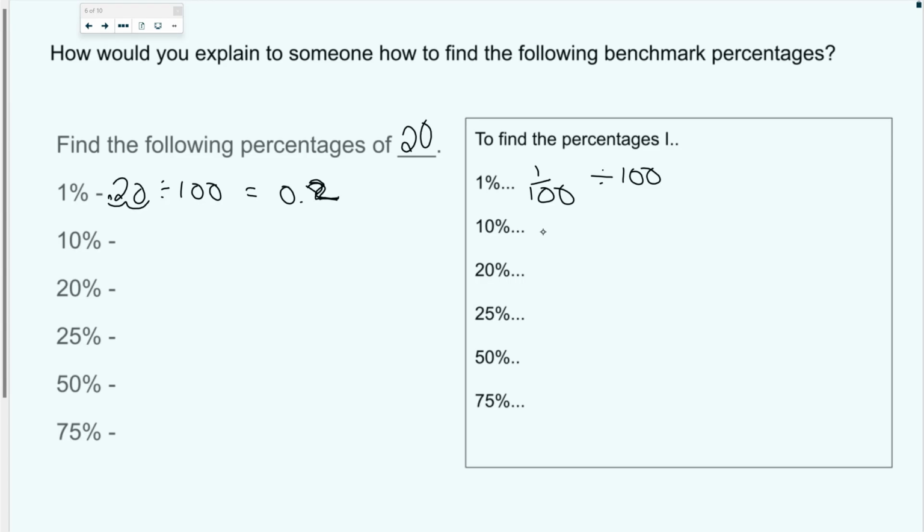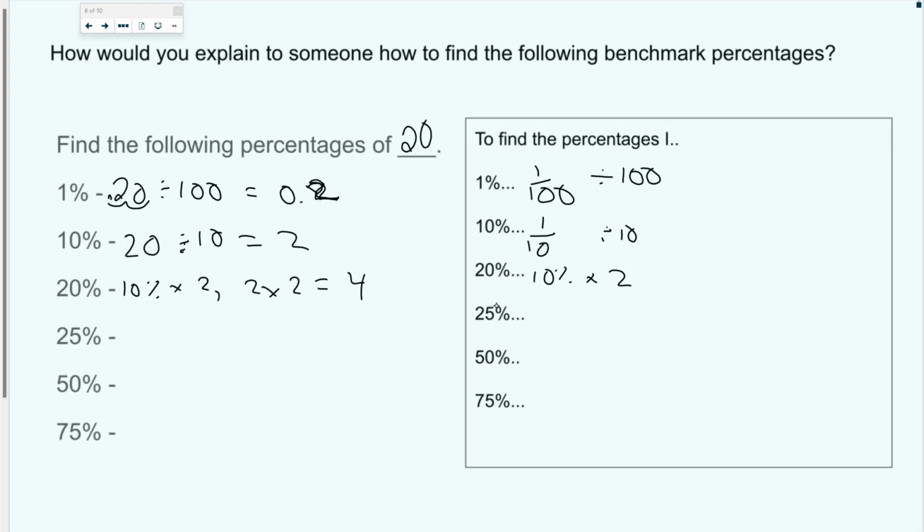All right, now let's find 10%. 10% is the same as 1/10, so we're going to divide by 10. 20 divided by 10 is 2, so 10% of 20 would be 2. Now 20%, we're going to take 10% and then multiply that by 2 to get 20%, because 20% is double 10%, so we're going to multiply by 2. So 20% is 10% times 2. 2 times 2 is 4, so 20% of 20 is 4.